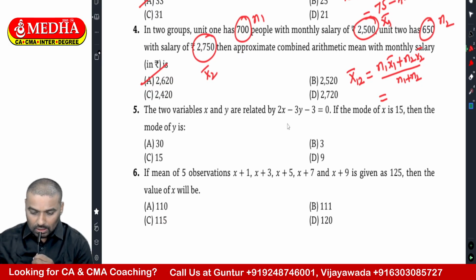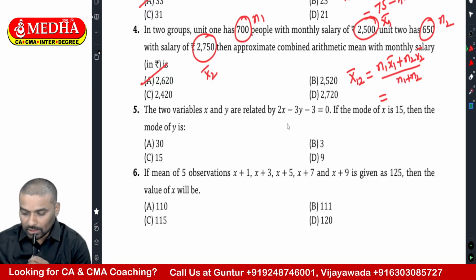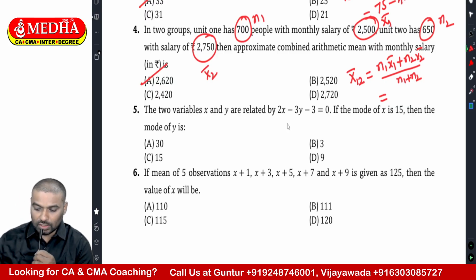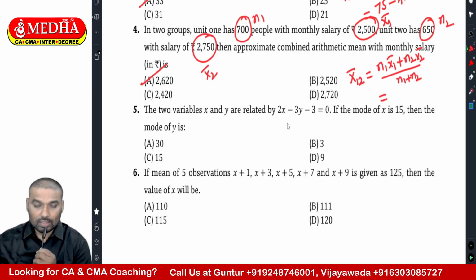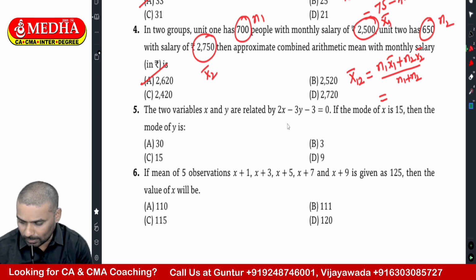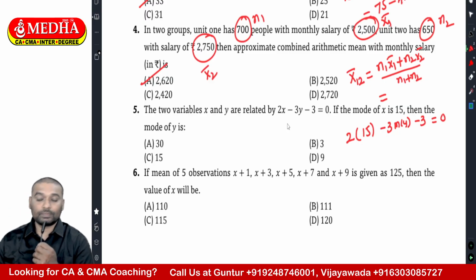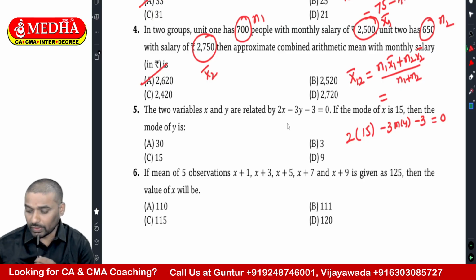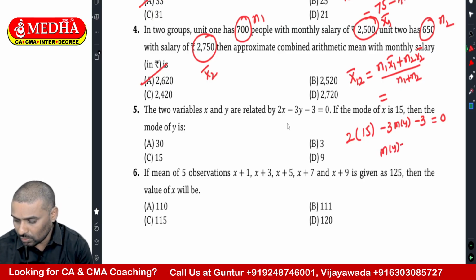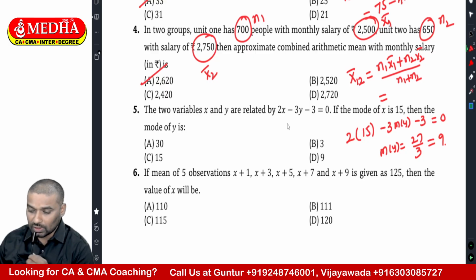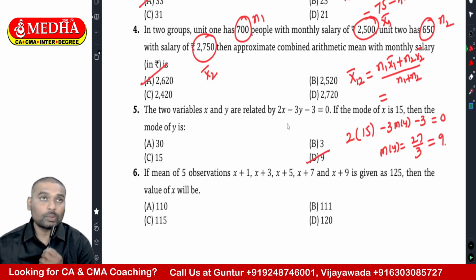Next one, the fifth one. If the two variables x and y are related by 2x minus 3y minus 3 is equal to 0, and the mode of x is given as 15, then what is the mode of y? Sir, how to solve this one? Simple. 2 into mode of x, that is 15, minus 3 into mode of y minus 3 is equal to 0. 30 minus 3, 27. Then the mode of y is equal to 27 by 3, that is 9. Mode of y is 9. So option D is correct.